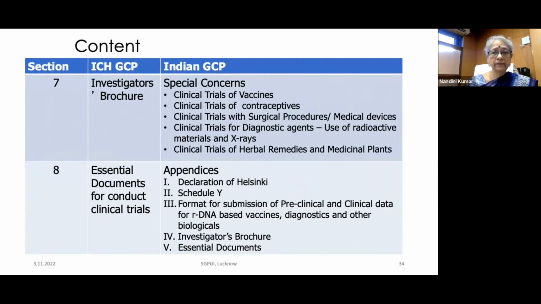There were other things also in Indian GCP, the special concerns about vaccines, contraceptives, surgical procedures, and so on, including herbal remedies, medicinal plants, which was not there in the ICH GCP, in the investigator's brochure. And appendices, declaration of health is fine, but Schedule Y has now become obsolete. I won't say obsolete, because it has been absorbed into the New Drugs and Clinical Trial Rules. And then it also spoke about the rDNA basis, recombinant vaccines, diagnostics, etc.